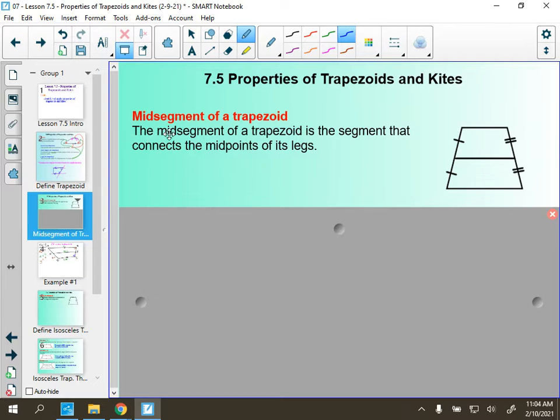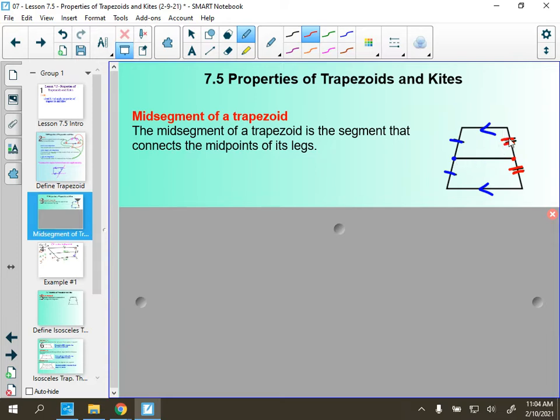The mid-segment is the segment that connects the midpoints of the legs of a trapezoid. So if we've got a trapezoid, which we can mark here and say, hey, okay, this is a trapezoid, and I connect the midpoint of this leg, we're indicating it's the midpoint by tick marks there. We're going to indicate that this is the midpoint of this leg.